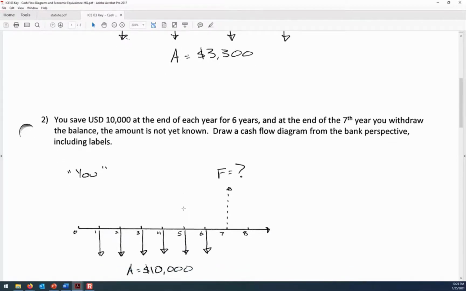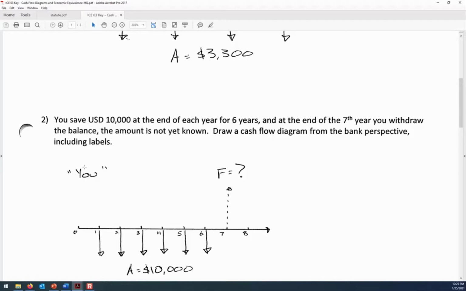You make 6 equal payments of $10,000. And then at the end of the 7th year, you withdraw the balance. The amount is not yet known. So F equals unknown. So the withdrawal is when you're getting your money back. So that's an inflow to you.